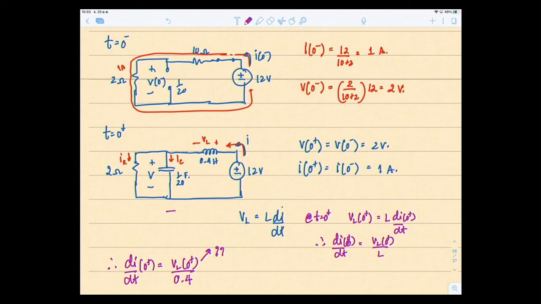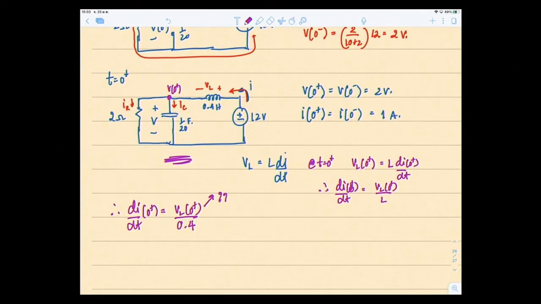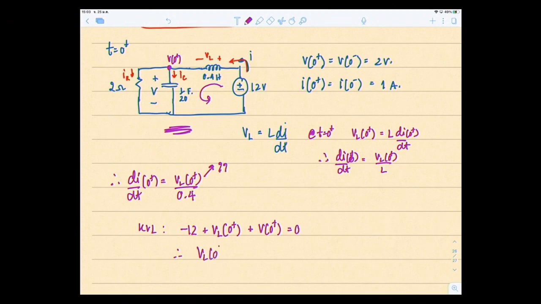Well, at t equal to 0 is this circuit. V is right here. This is V of t, V at 0 plus. So there's a sort of mesh, like this current. If I write down KVL for this mesh right here, it would be minus 12 plus VL at 0 plus plus V at 0 plus equal to 0. So therefore VL at 0 plus is equal to 12 minus V at 0 plus.